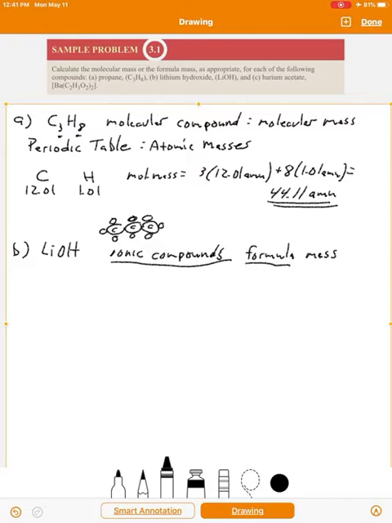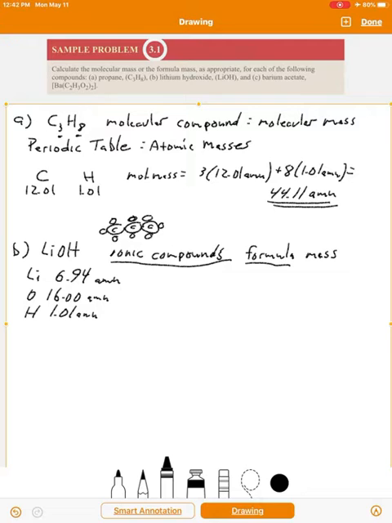The distinction there is that this is an ionic compound, so we call it the formula mass. And the reason for that is there are no actual lithium hydroxide molecules. They form these very complex structures, so we just figure out how much the formula weighs, or what the mass of the formula is. So we look up lithium. Lithium is, again, we're going to use the atomic masses, 6.94 AMU. Oxygen, 16 AMU, and then hydrogen, 1.01 AMU, right? Does that make sense?